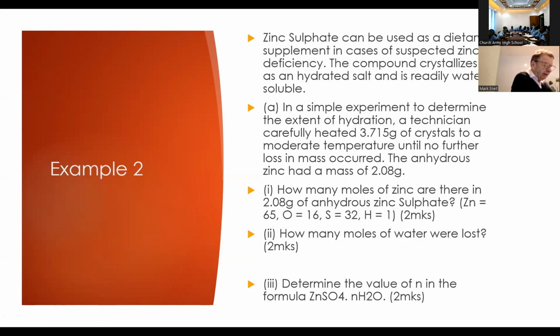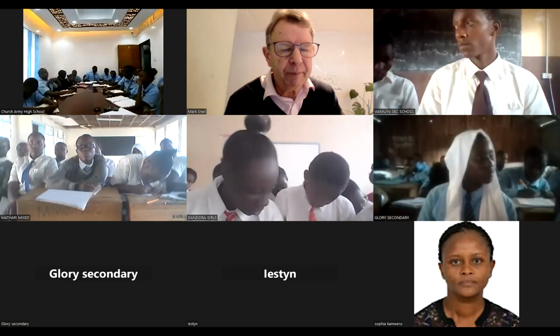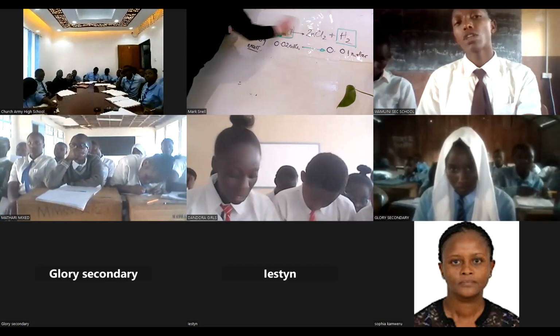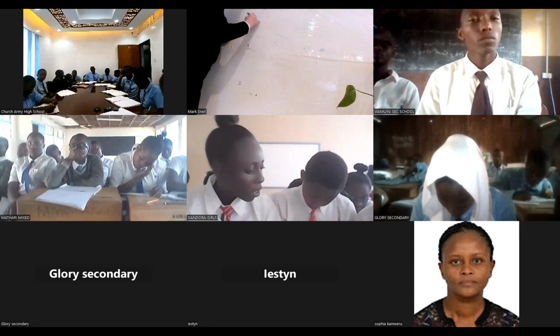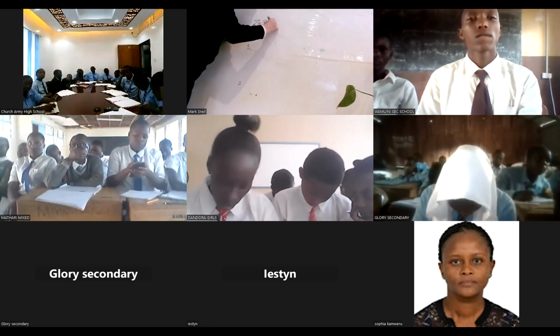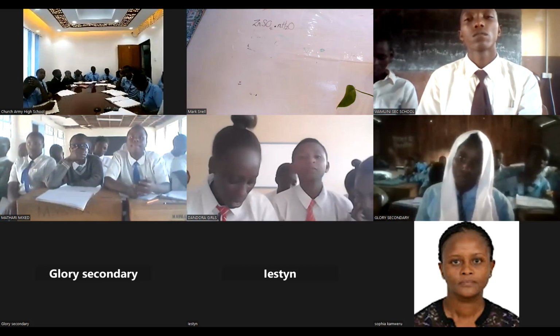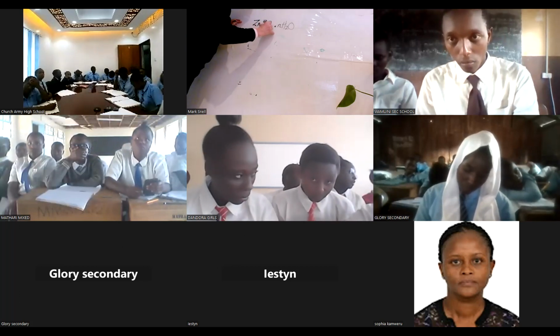So we're starting with 3.715 grams, and it goes down to 2.08. I'll just show you that on the other board. I'll just explain it for those people who are not very happy about this. So in this case, we start with zinc sulfate with a certain number of moles of water attached to it. That's not very clear. I'll just make it a bit heavier. ZnSO4, and we write a full stop.